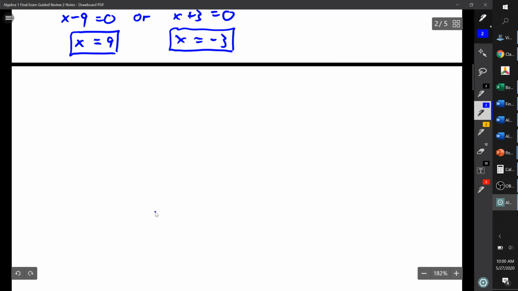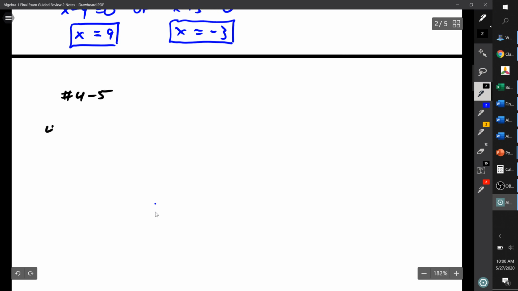Algebra 1, Final Exam Guided Review 2. We're just going to do numbers 4 and 5 in this one. So this is numbers 4 through 5. All right, so first number 4. It is solve by factoring again. Solve by factoring.